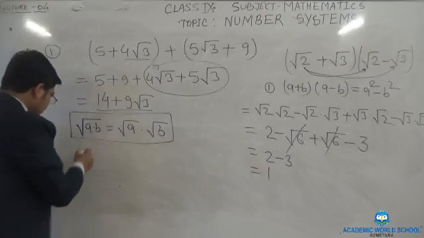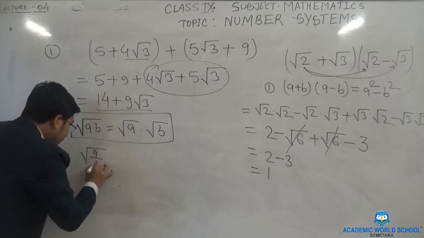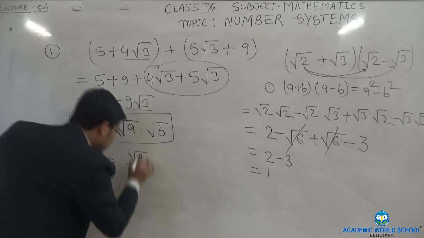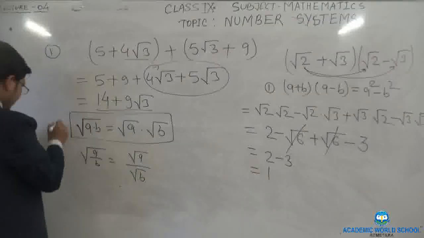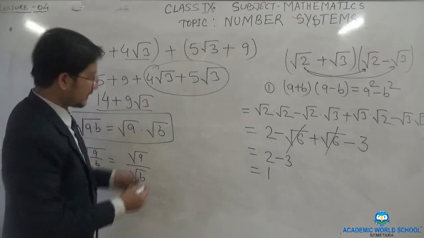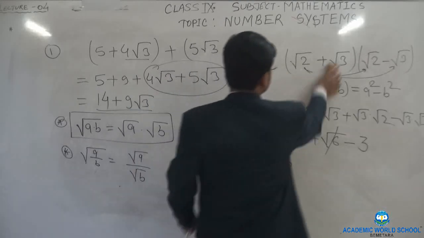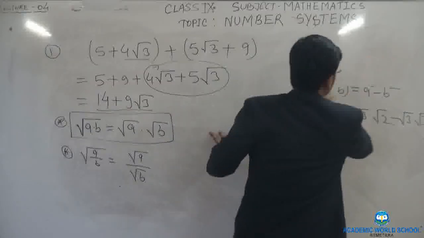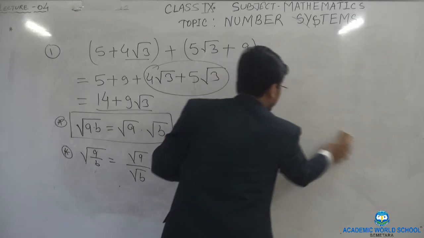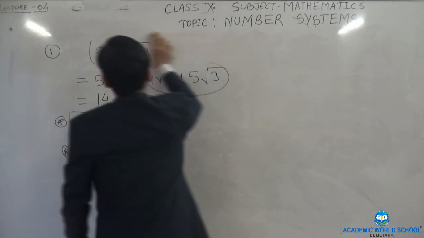Okay. So next is what? Root over a upon b. We can write this as root a upon root b. Okay. So now what we have to do is, we have to do more questions, and we can learn by doing practice.